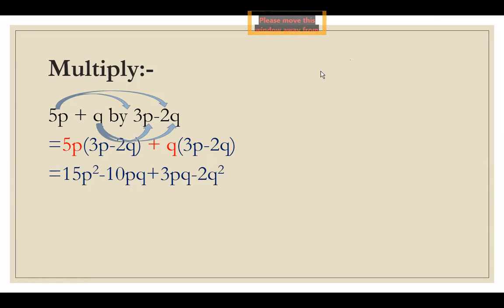Very good, Sheroz. Now, students, here 5 threes are 15, p square is there, then minus sign is copied, 5 twos are 10, and here variables are different, so we cannot add their powers. P into Q is PQ, then plus sign is copied, 3 ones are 3 and PQs are PQ, plus minus minus, 2 ones are 2 and Q into Q is Q square.